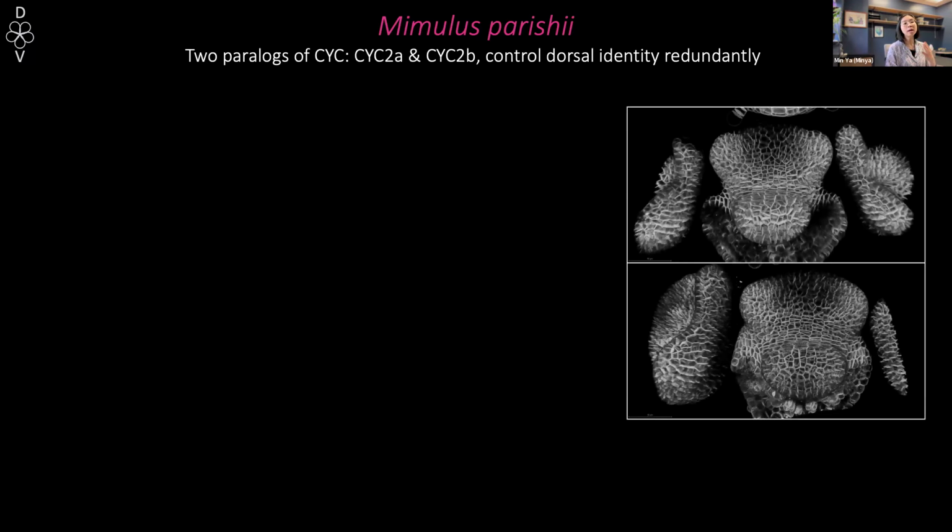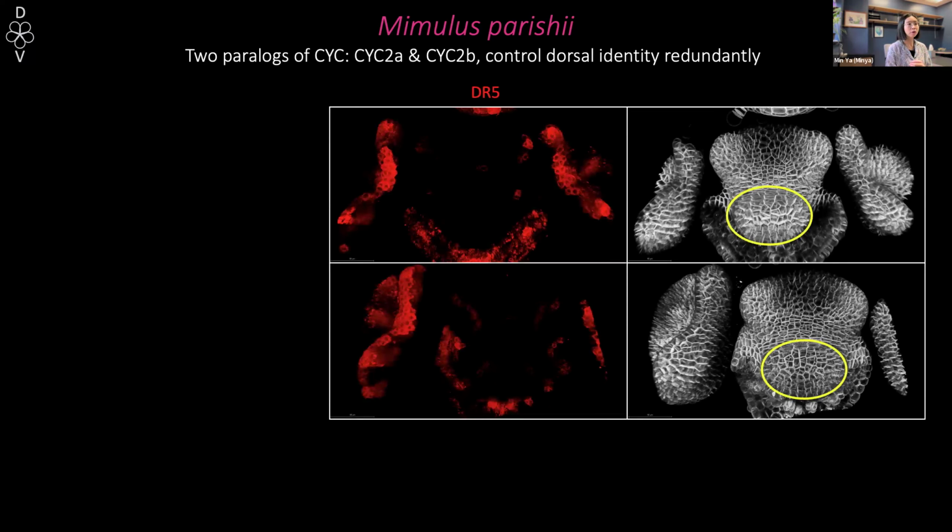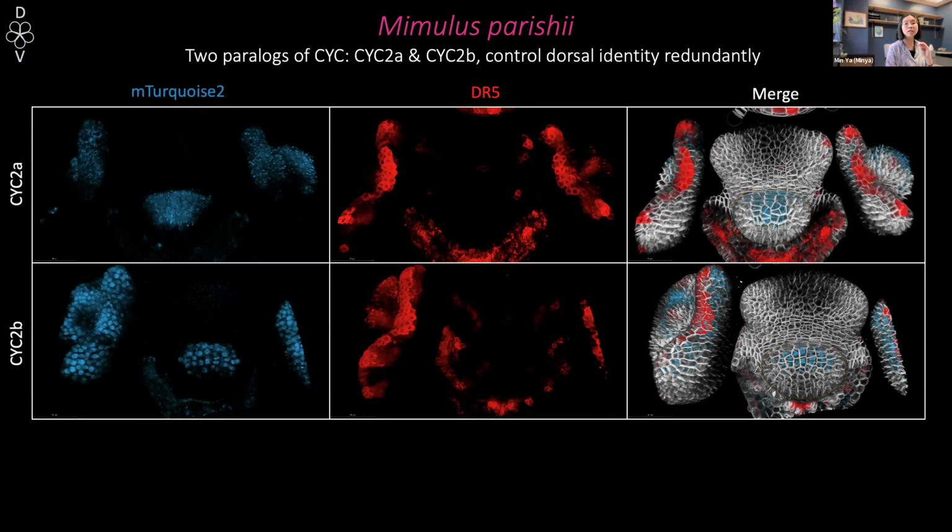For example, here we have two different samples, and you can see that the floral meristem is already very physically defined, very round and chubby. The DR5 signal can be observed in many other parts of the plant, but there's nothing inside of the floral meristem, right? However, at this stage, both of the cycloidea genes already established their dorsal specific expression.